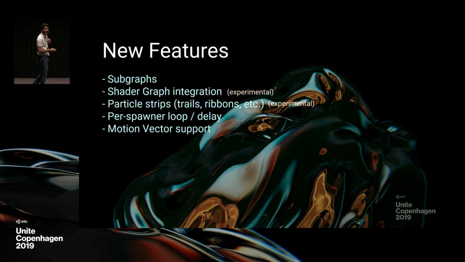And last but not least, we added motion vector support, which gives you nice blurriness, especially for things like sparks and things that move really fast. And that's really just activated by a checkbox.